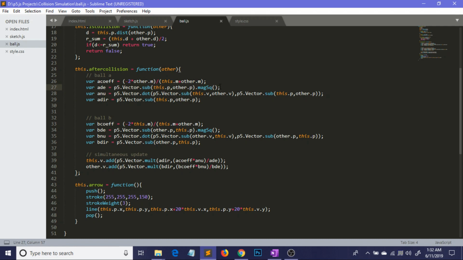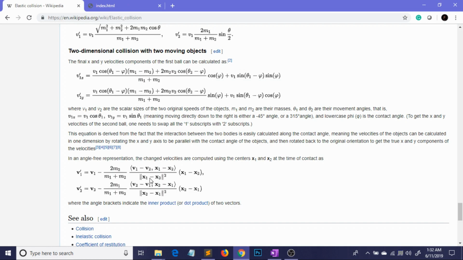And the second thing is the dot product one. So in p5.js, if you just write .dot after a vector, we can find the dot product corresponding to the vector. So where do we need the dot product? We need the dot product here, the v1 minus v2.